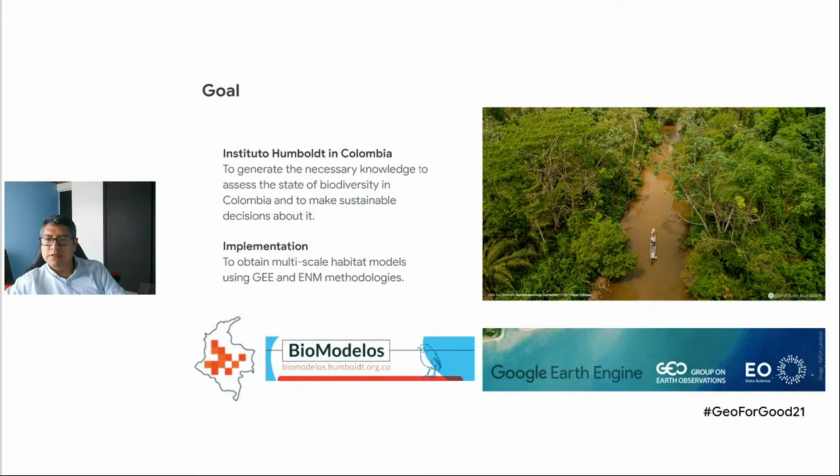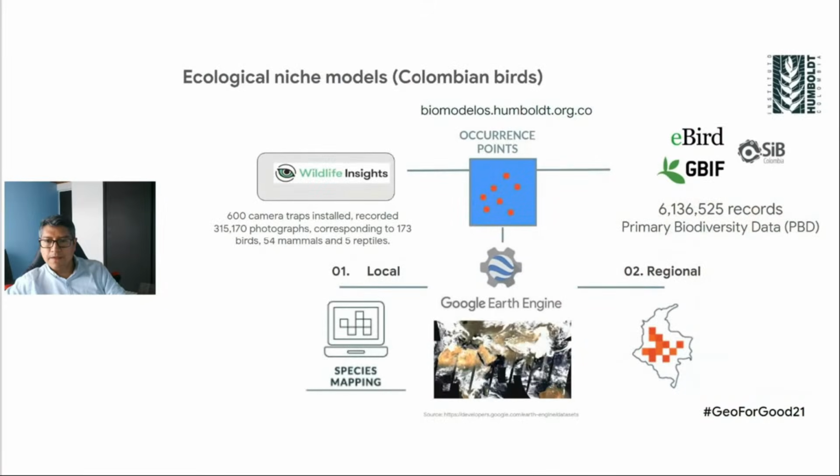Therefore, this project's goal was to obtain multi-scale habitat models using Google Earth Engine and ecological niche model methodologies. To achieve this goal, the project was granted by the Group on Earth Observations, GEO, and Google Earth Engine, looking for improving our planet with open Earth data. Biomodels is based on ecological niche modeling techniques.